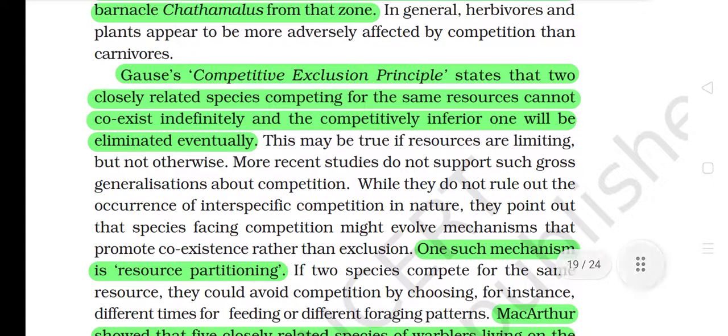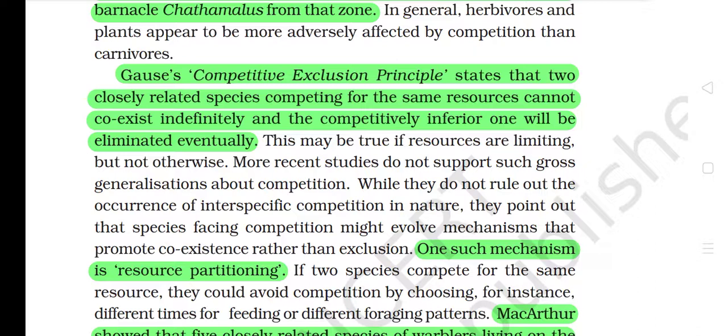Gauss's competitive exclusion principle states that two closely related species competing for the same resources cannot coexist indefinitely, and the competitively inferior one will be eliminated eventually. This may be true if resources are limiting, but not otherwise. More recent studies do not support such gross generalization about competition.